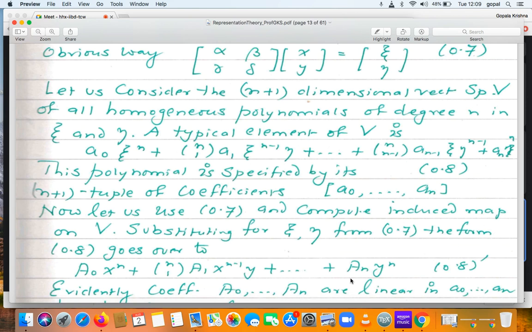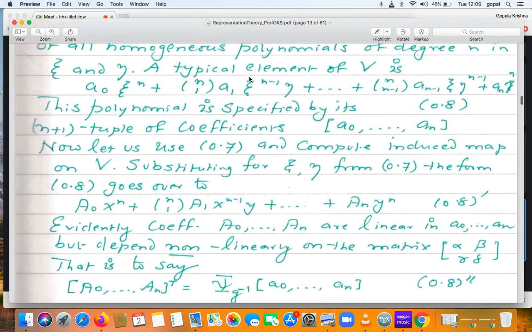But what is this matrix going to be? Let us call this matrix M. This M is going to depend upon alpha, beta, gamma, delta. Let us call this matrix little g. The group element is always denoted by little g. This capital M of g is applied to little a0, little a1, up to little an. So it's a linear representation of a group, in the sense that it's a representation of the group as a set of linear transformations. But the way the matrix depends on alpha, beta, gamma, delta is highly non-linear.